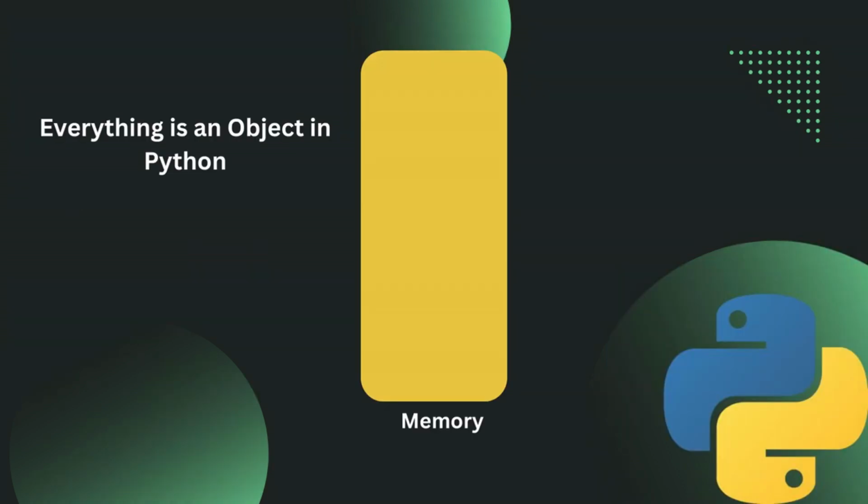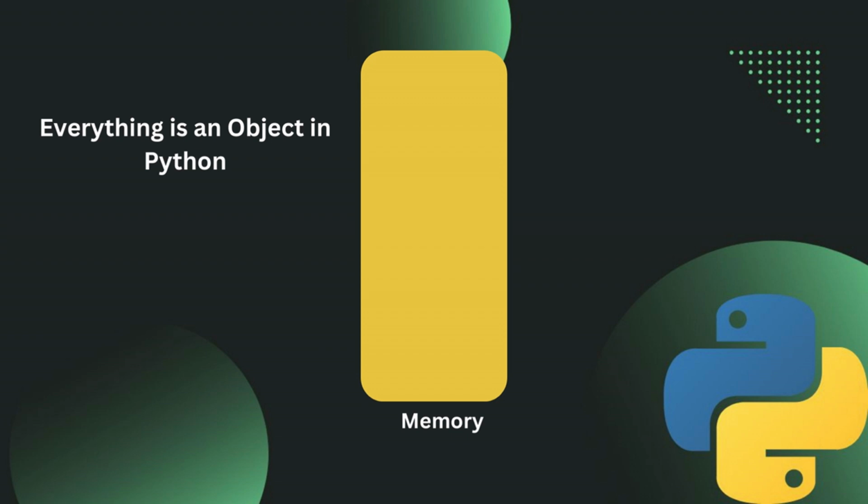In Python, everything is an object. Even if you create any integer, float, string, or for that matter, any file, list, dictionary, or tuple, everything is an object. So whenever you create any variable and assign any value to it, that value will be represented as an object in memory and the variable will simply point to that object.